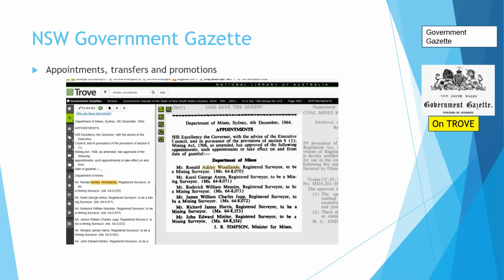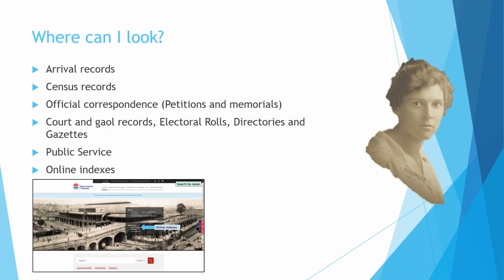You can also now search this on the New South Wales Government Gazette on Trove. You can also search for the appointments, transfers and promotions from different agencies. And in the example I've put on the screen for you, it's the Department of Mines, and it shows you that Ashley Woodlands has been selected to be a registered surveyor, and Mr. Antos, a registered surveyor, to be a mining surveyor. So you can see these sorts of things doing all of your standard family history.